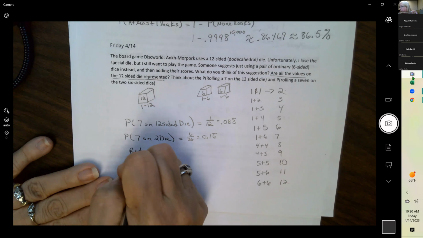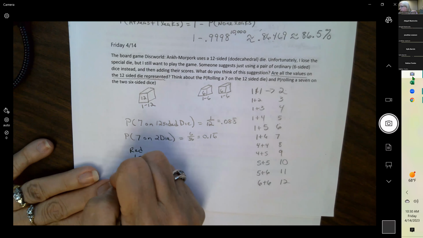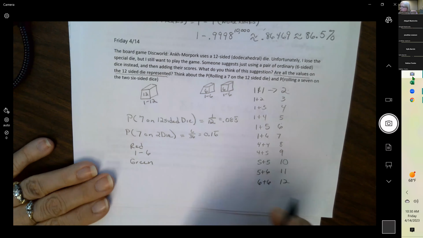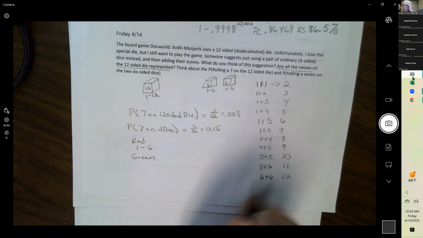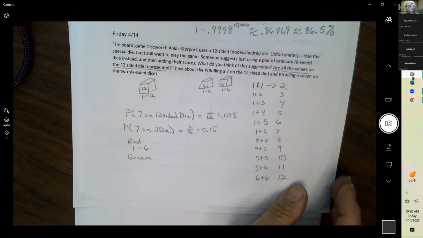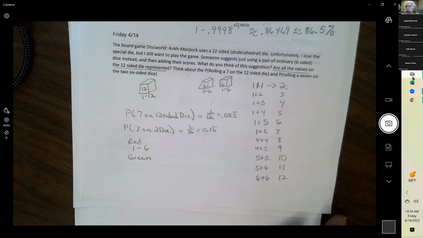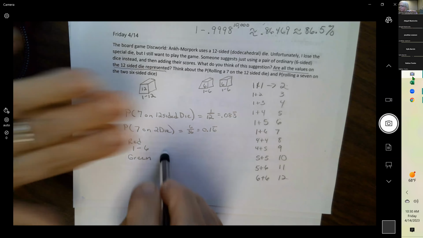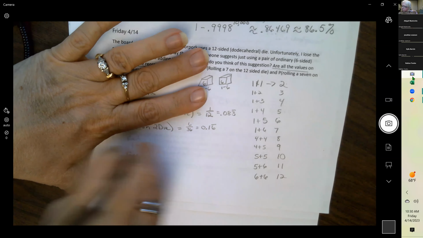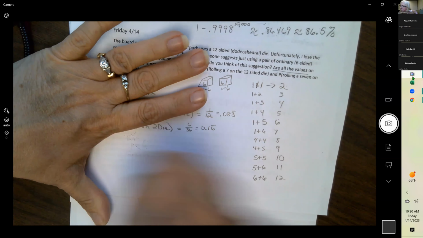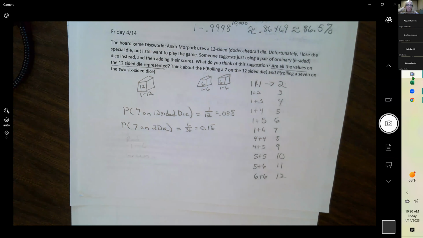Like the one I showed you with the red and the green. Red could be 1 through 6, and then green, yeah, but still that wouldn't work. I was thinking it could be 7 through 12, but you're rolling both of them, so that wouldn't make sense. I don't know. But if you think of another way, put it on there so I can think about it. Any questions?